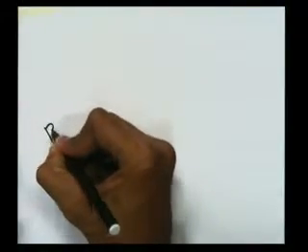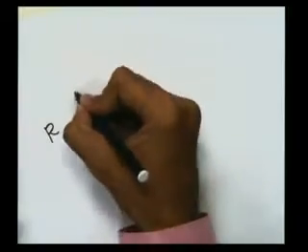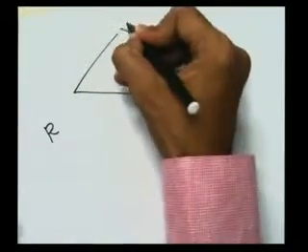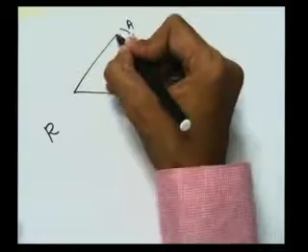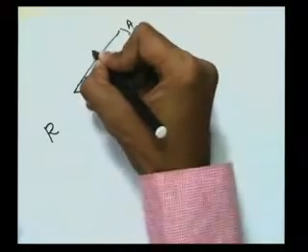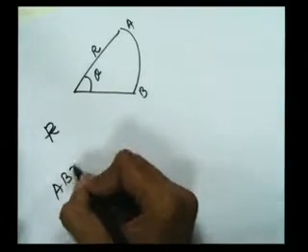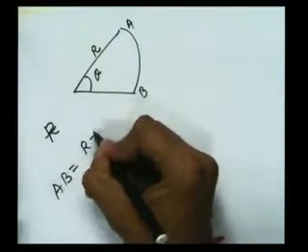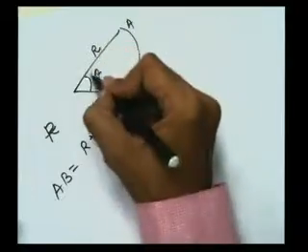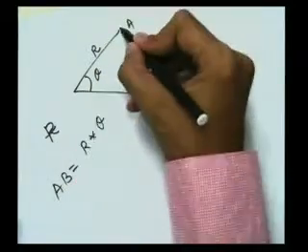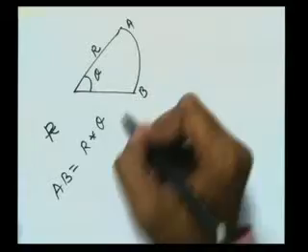See, if this is an arc, this is arc AB, and this angle is theta and the radius is r, then what is the length of AB? AB is equal to radius into angle, r into theta. So radius multiplied by angle theta gives us the length of arc.